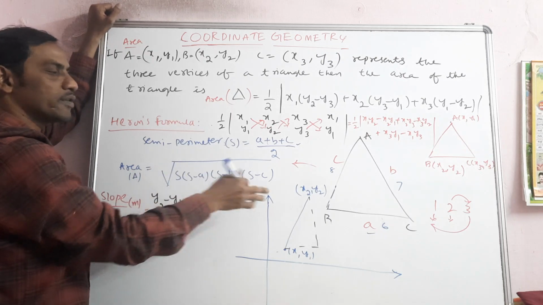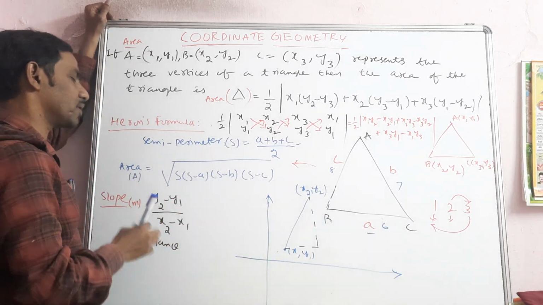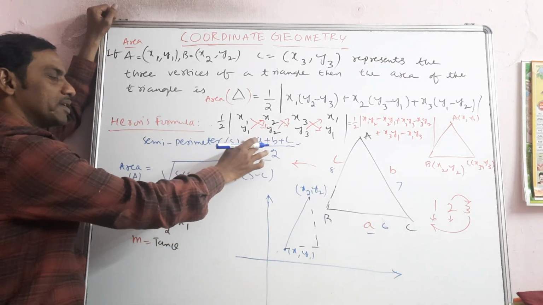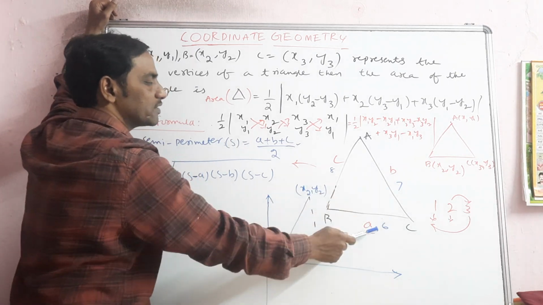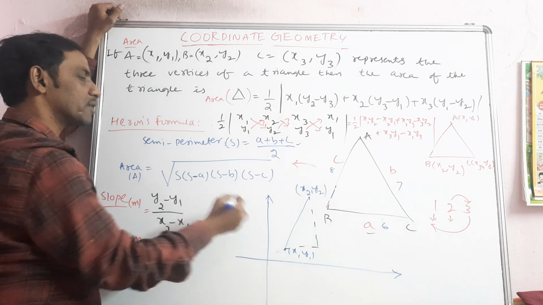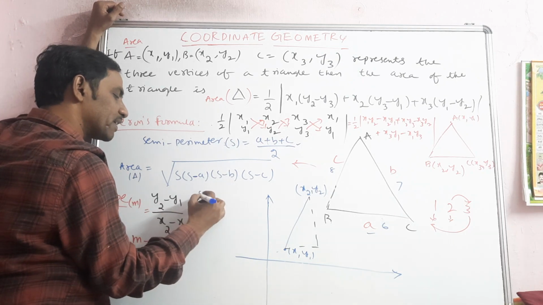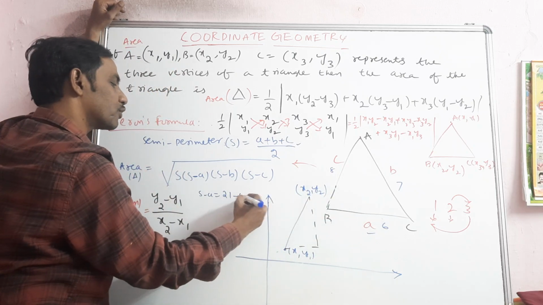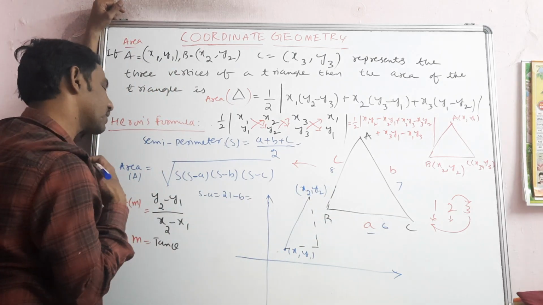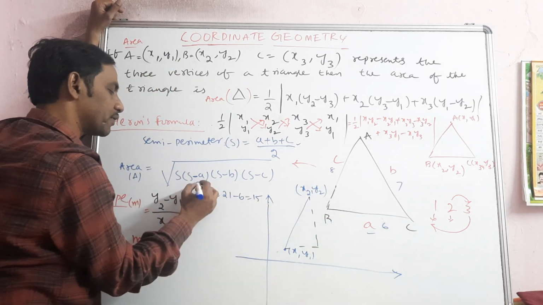So now see, if the values are already given, then use this formula. See, this is the semi perimeter, and you can find S minus A. For example, S is 6 plus 7 plus 8, which is 21. So S minus A: 21 minus A, which is 6, so 21 minus 6 will be 15. So you have to write 15 here, like that.